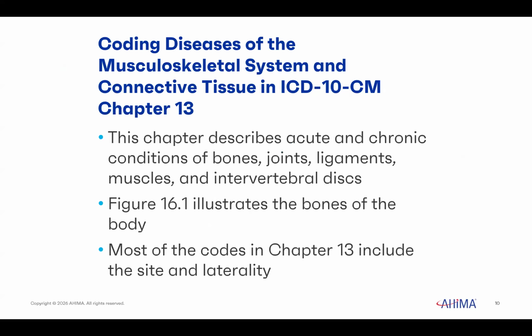And again, with this chapter, you need to be clear that there's a wide range of both acute and chronic disorders that involve the bones, the joints, the muscles, and the connective tissues, the disc, and so on. Many codes incorporate both site and laterality. If you understand the anatomy that's affected, this helps guide your code selection. And to get a better idea of this, you may want to take a look at figure 16.1.